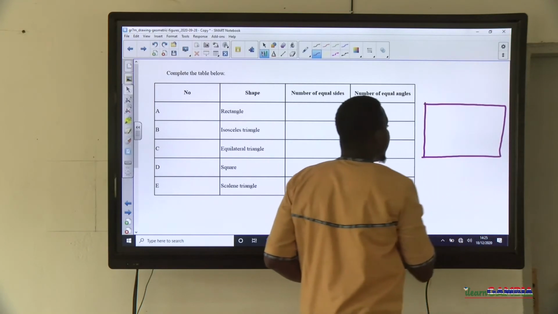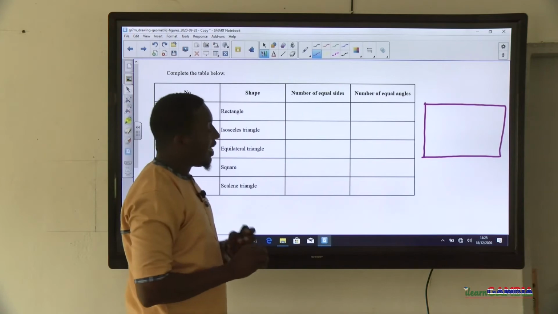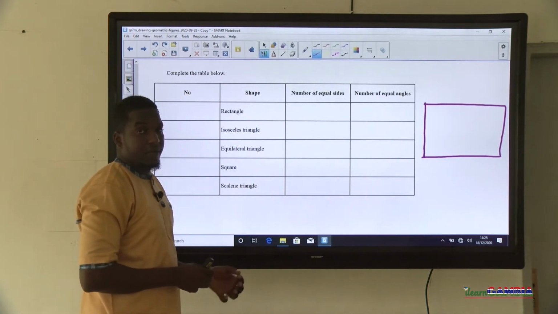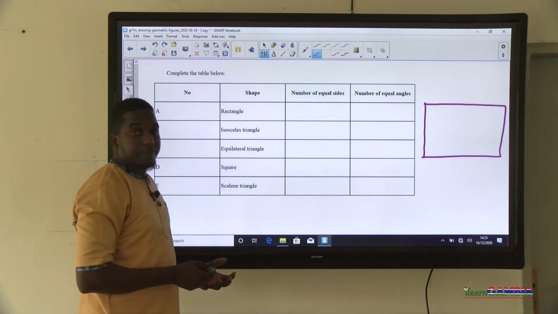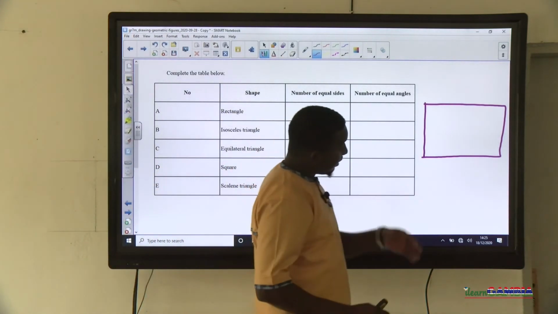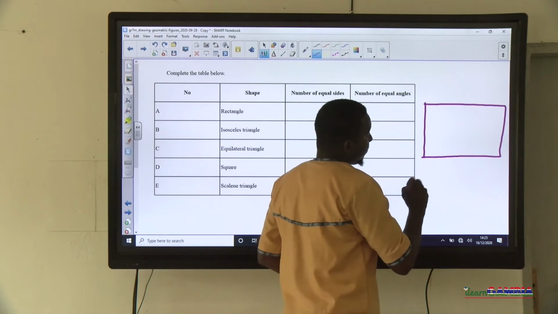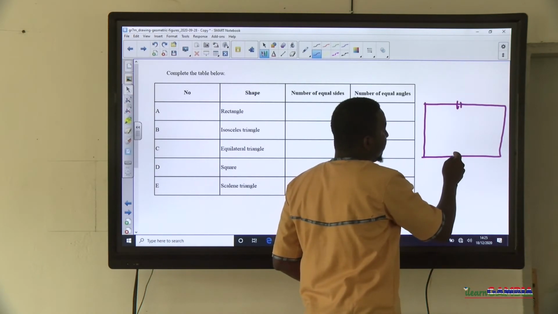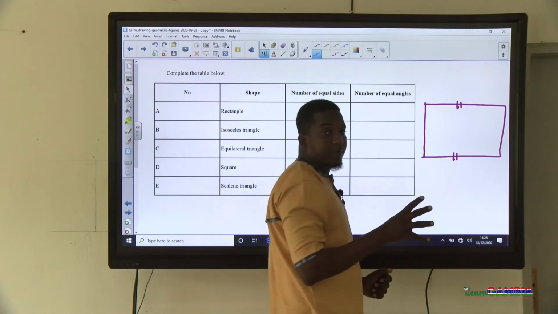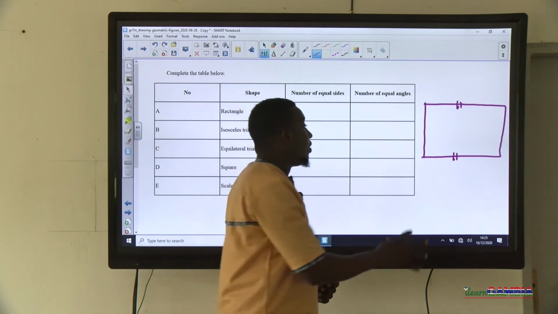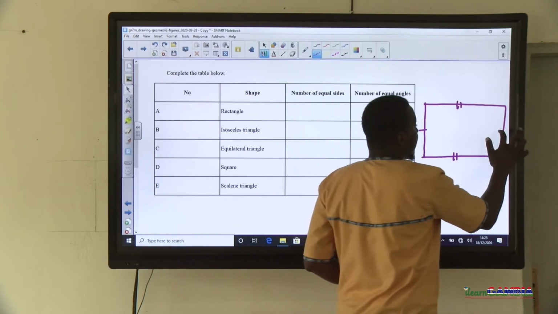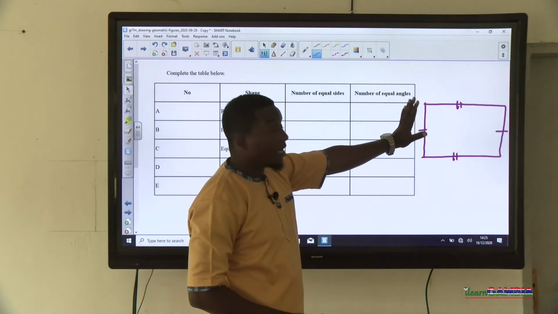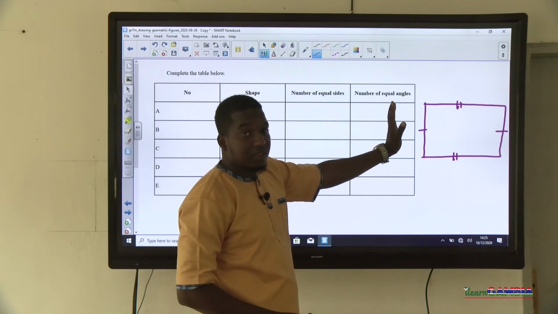We said a rectangle is a plane shape that has four sides and the opposite sides are equal and they are also parallel. In this case, if you have a rectangle like this, since the opposite sides are equal, it means this side here and the baseline here are equal. And this other side is equal to this other side. So this will give us a rectangle as we discussed in the previous lesson.